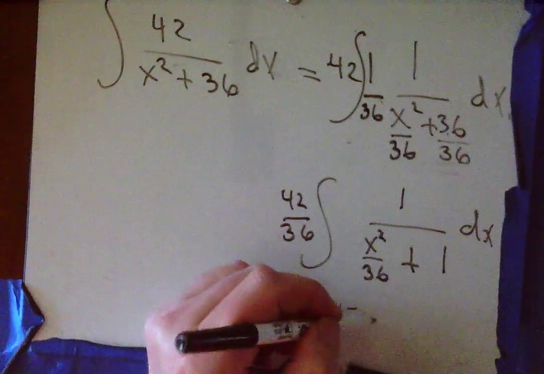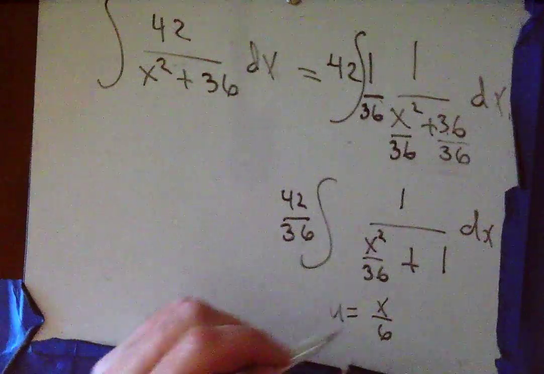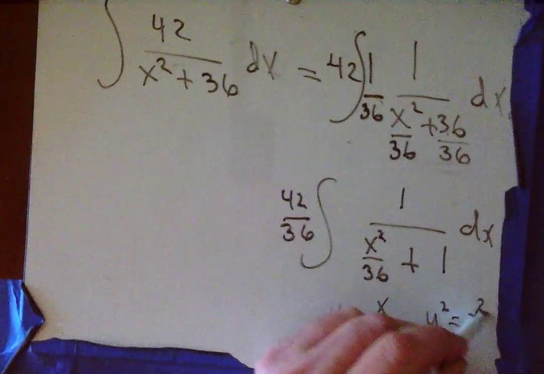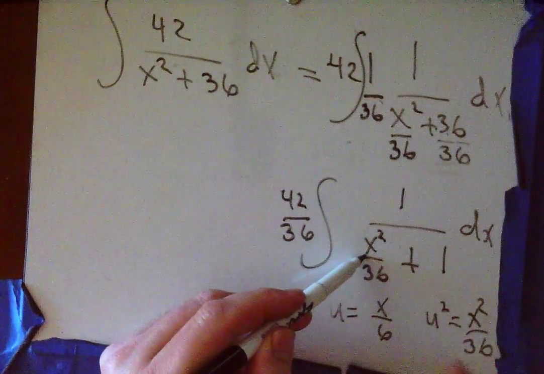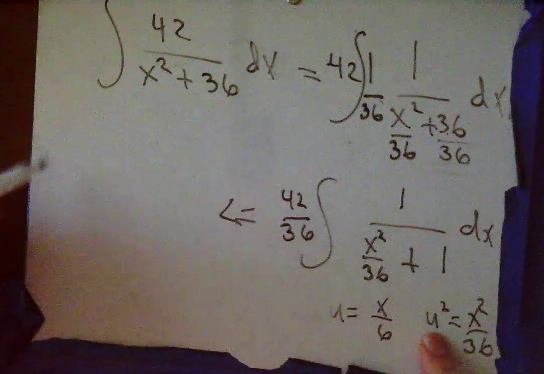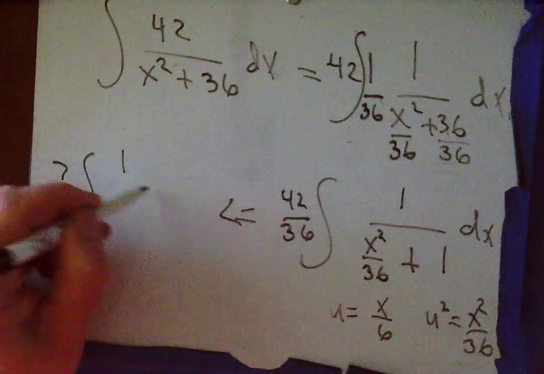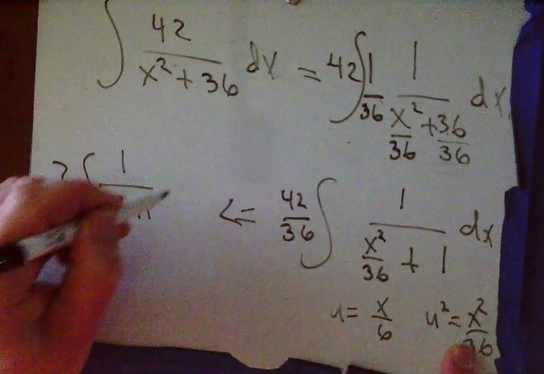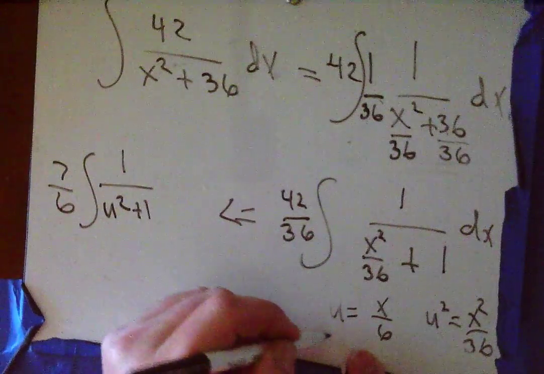Now, what's my u here? Well, it turns out my u is x over 6. How come? Well, let's square both sides. If I square both sides, I get u squared equals x squared over 36. X squared over 36. That's u squared. So then we're going to have, oh, by the way, I can reduce that to 7 over 6. Here I have 1 over x squared over 36, which is u squared plus 1. And did we ever get a derivative of this? Oh, no, we have not yet.